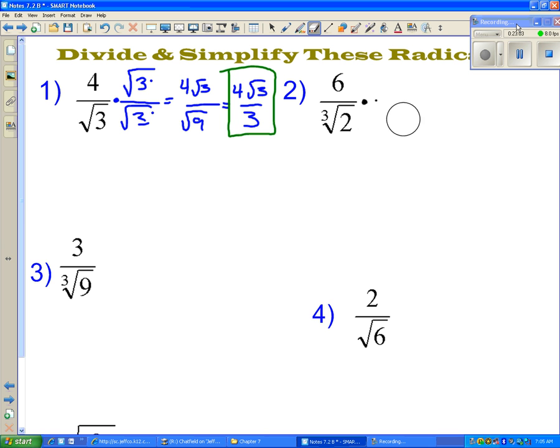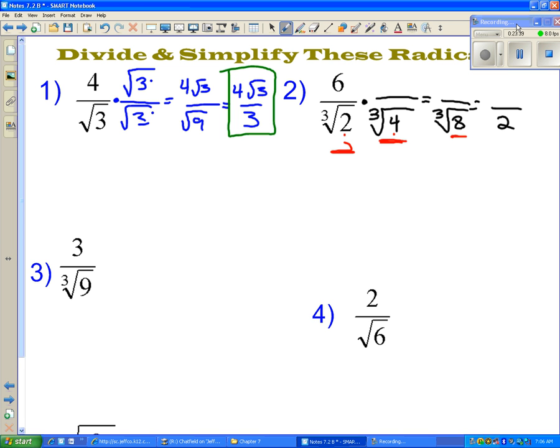What number can I multiply by, not to get a square root, but to get a cube root? Well, if I multiply by the cube root of 4, I get the cube root of 8. And the cube root of 8 is 2. So this is where things get a little hairy, a little different than what we're used to. I can't multiply by the exact same thing because here I have a 2, here's a 4. I have to multiply by a number that's going to give me a perfect cube.